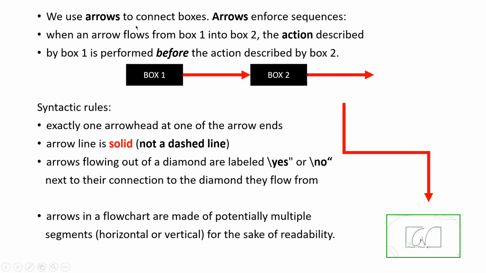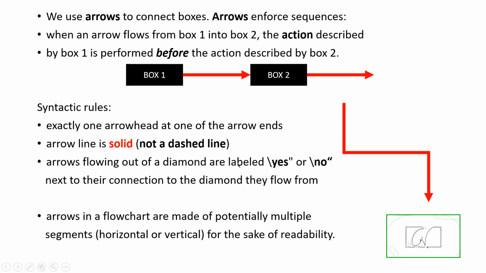We use arrows to connect boxes, and arrows to enforce sequences. When an arrow flows from box 1 into box 2, the action described by box 1 happens before the action described by box 2. Syntax: exactly one arrowhead on each arrow. The arrow line is solid. I use red. It's not dashed, so we use solid lines only.